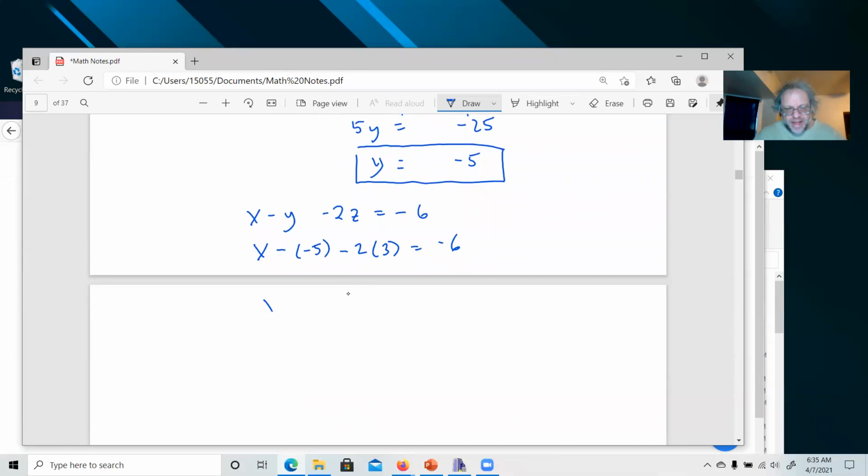So we have x plus 5, right? Minus 6 equals negative 6. So x minus 1 equals negative 6. x is equal to negative 5. Okay. So my solution, negative 5, 3.